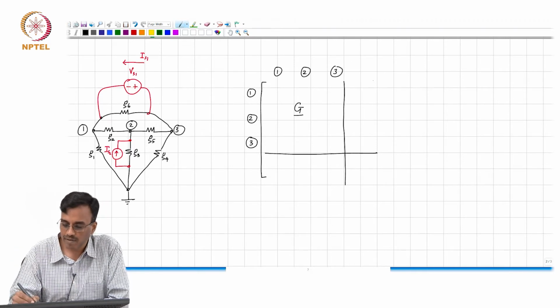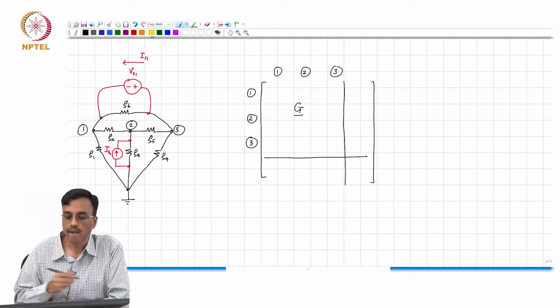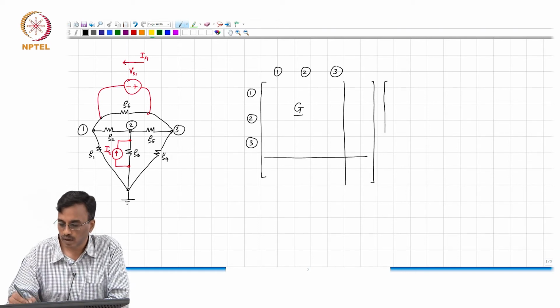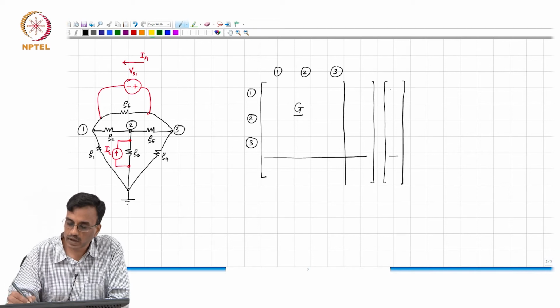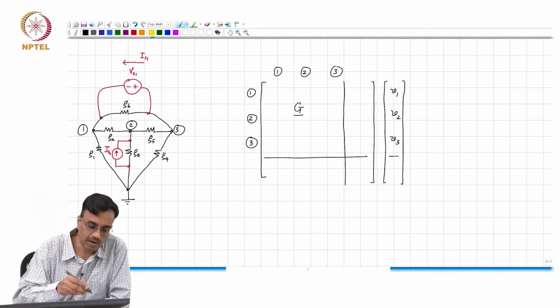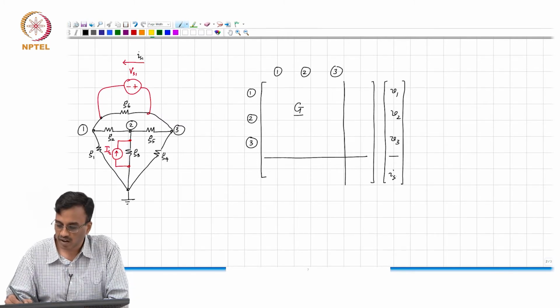We now have, apart from, what are the unknowns now? What are all the unknowns? V1, V2, V3 are the unknowns. We also have an additional unknown, that is IS1. So, let me just use a small IS1 here simply because it is an unknown, IS1.